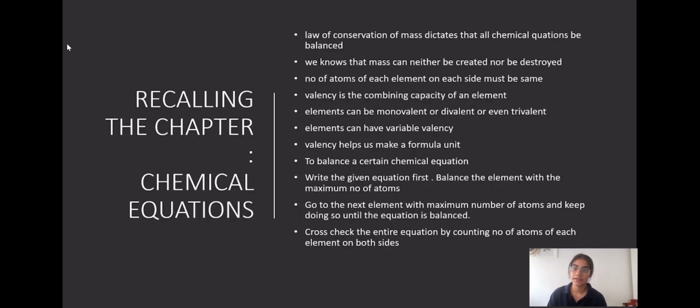To balance a certain chemical equation, we write the chemical equation first. We balance the element with the maximum number of atoms either on the reactant side or on the product side, it does not matter. We go to the next element with the maximum number of atoms and keep doing so until the whole equation seems balanced. The last step includes cross-checking the entire equation by counting the number of atoms of each element on both sides.